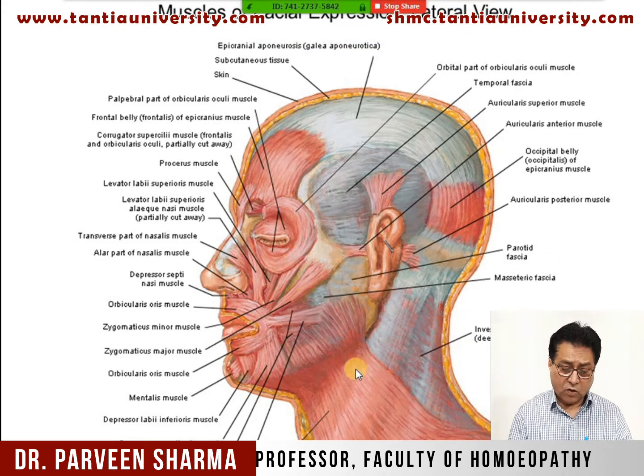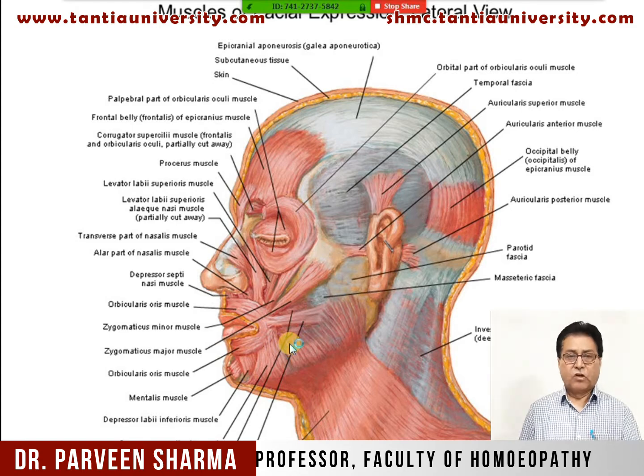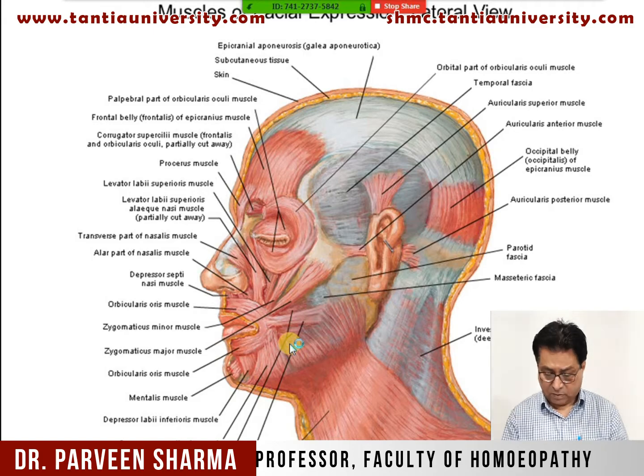Then on the neck you have platysma. This thin sheet of muscle is platysma. Then here you have mentalis. You can make out, this is the mentalis. Then you have depressor anguli oris. Then here you have buccinator. So what you need to do is remember this diagram. You have to remember this. See the next diagram.